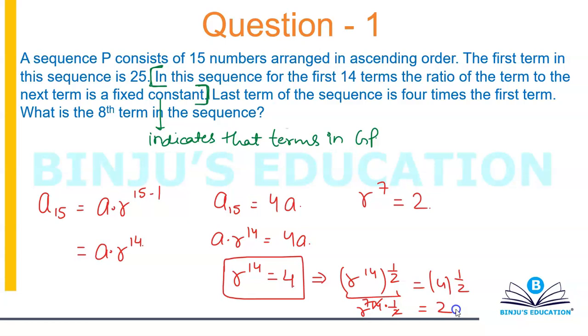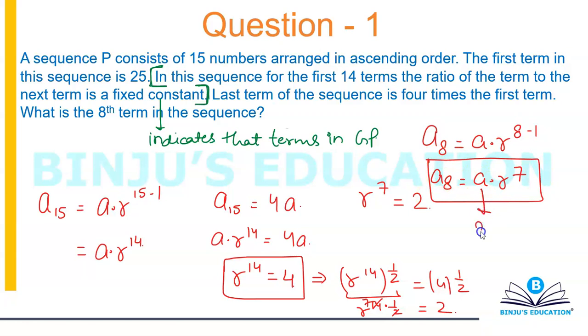Now the question is, you need to find the 8th term. So the 8th term is A8, which is A into R to the power 8 minus 1. So A8 is A into R to the power 7. Now what is A? A is 25. What is R to the power 7? That's 2. Multiply them, you'll get your answer as 50. So what is the 8th term in the sequence? The 8th term in the sequence is 50, and that's your answer to this question.